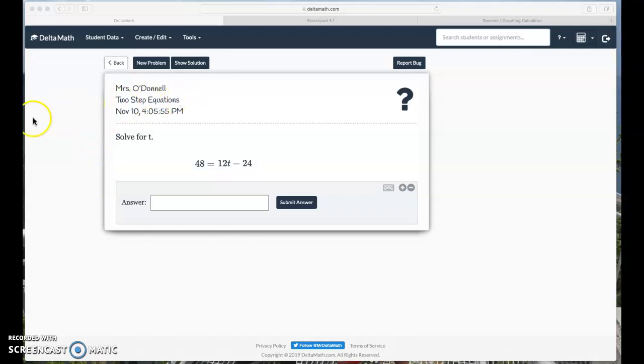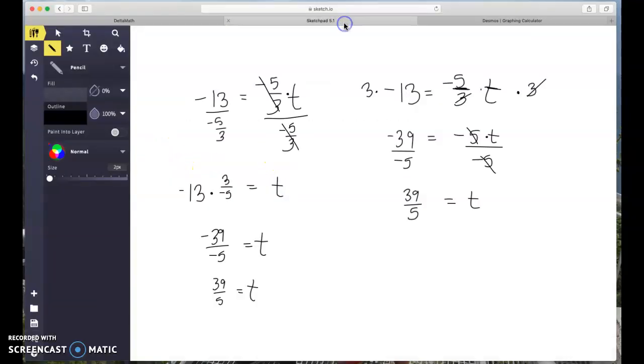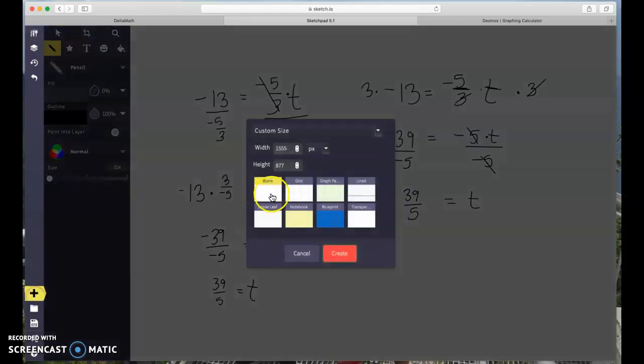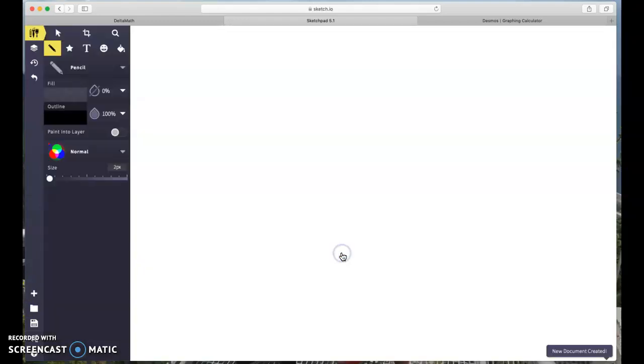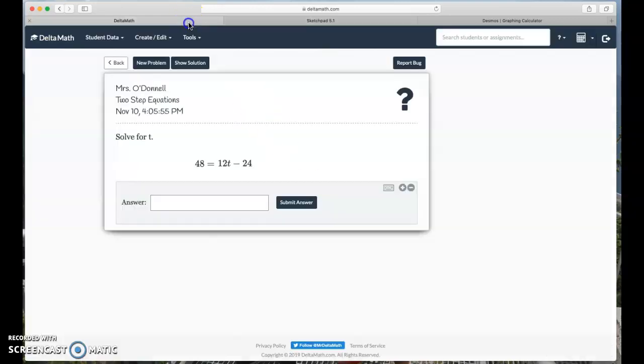All right, now we're going to work on solving two-step equations. So it looks like our first equation, we're solving for t. We have 48 equals 12t minus 24. Just like any other of our problems that we do in Delta Math, the first step is always writing the problem down on our scratch paper, right?